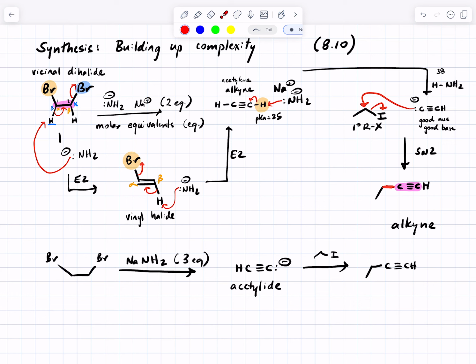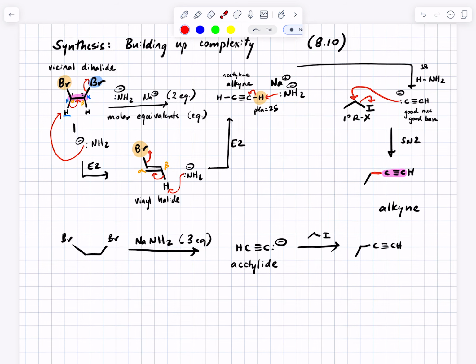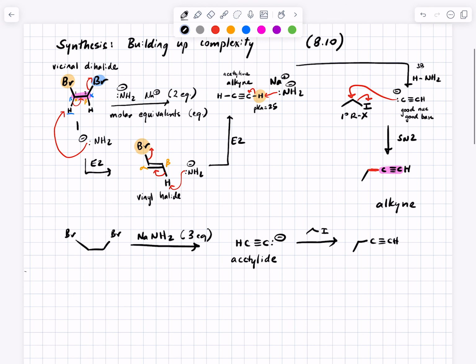So I think I'm going to punt on biological examples of SN2 and SN1. I really don't want to, but I think in the interests of sanity and moving forward, we probably won't. All right.